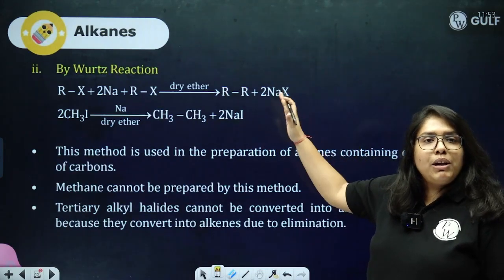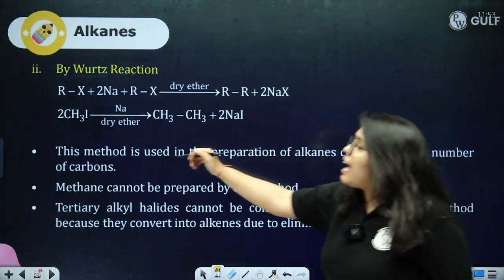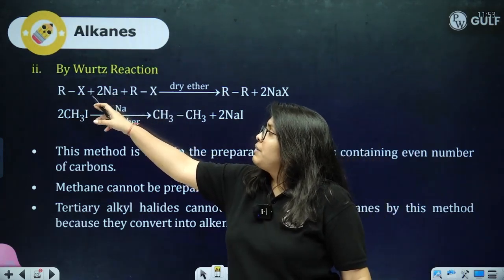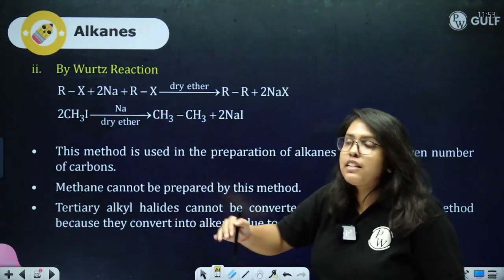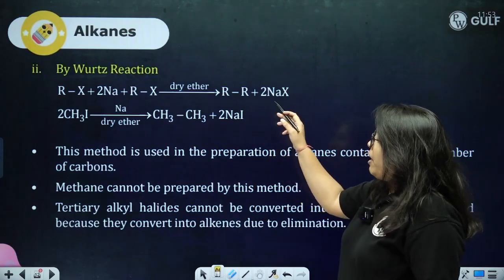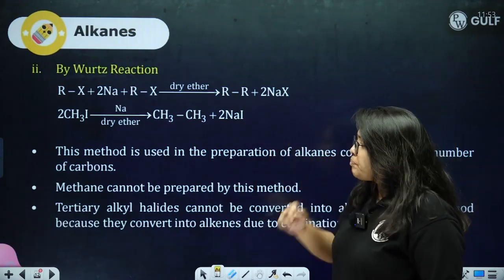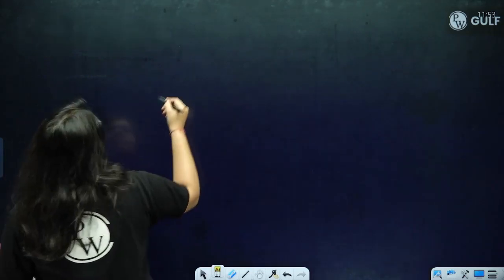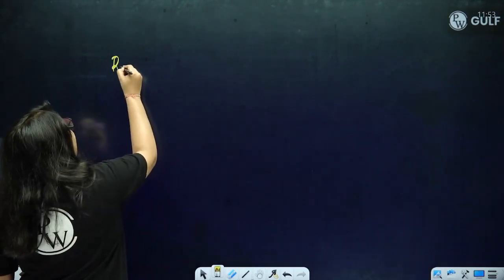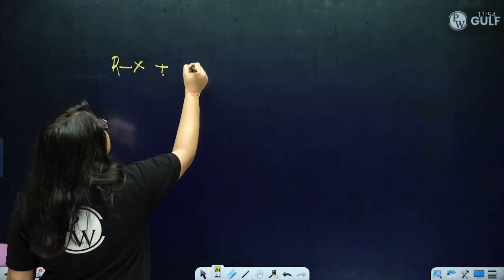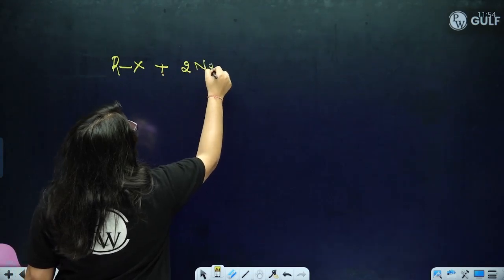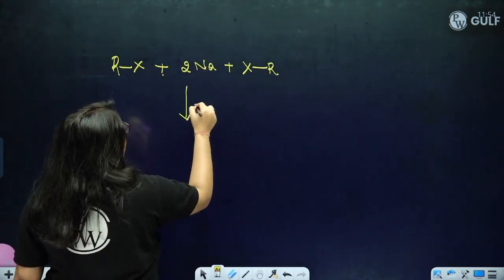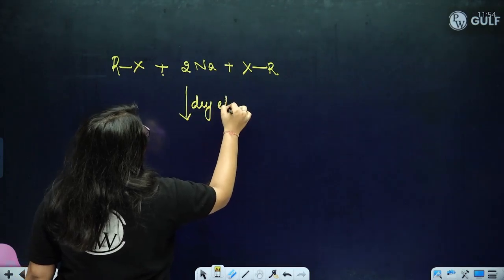Methane cannot be gotten from this method because as you see, there are two alkyl halides and this Na reacts with this X and removes it as X, and you end up getting R single bond R. Okay, how does this happen? For you to understand this, you can learn it this way. RX plus 2Na plus XR in the presence of dry ether.